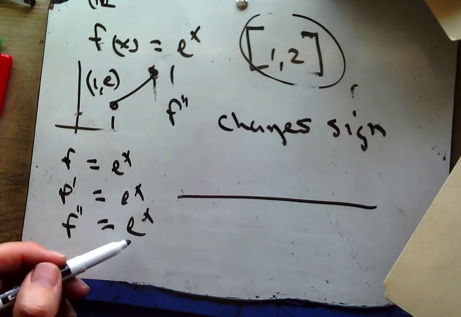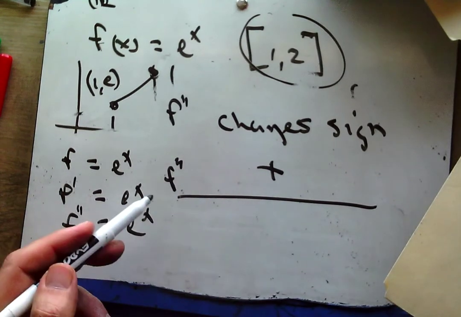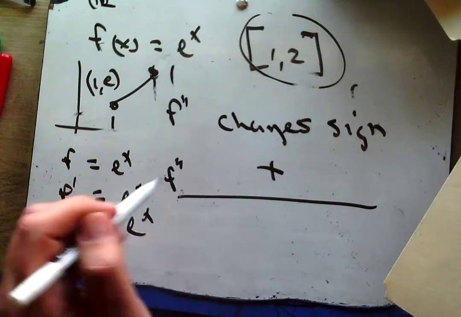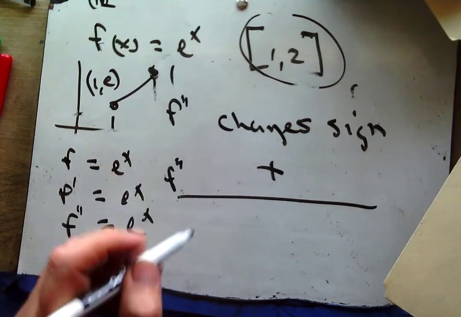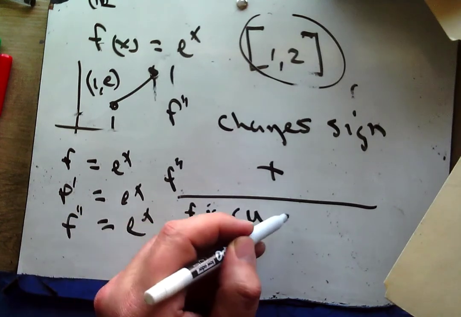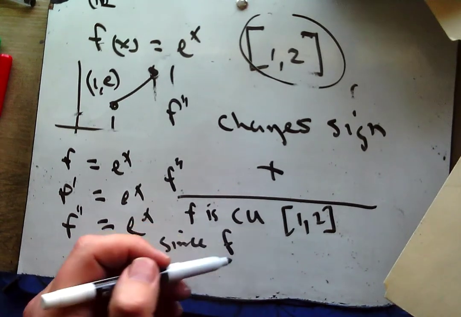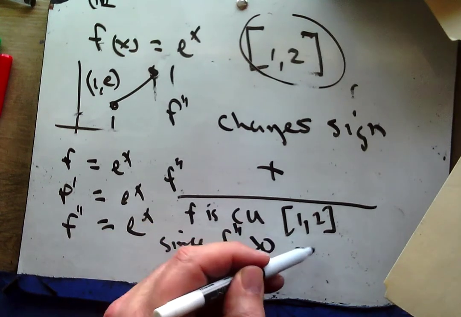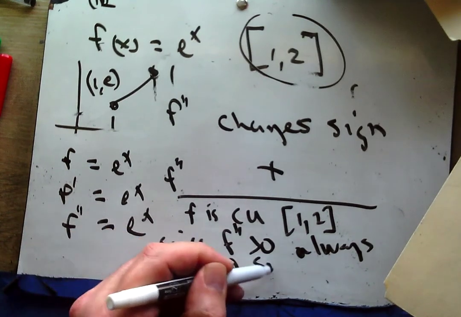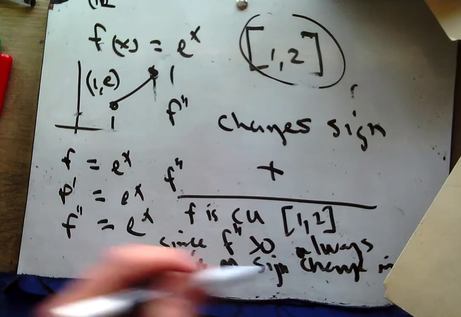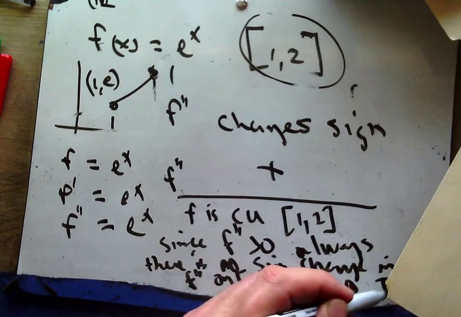And if I plug a number in here, I always get a positive. Anywhere on f double prime, I'm going to have a positive value. And because f double prime is always positive, f is always concave up, and therefore f doesn't change concavity. So f is concave up on 1 to 2, since f double prime is greater than 0 always, there is no sign change in f double prime on 1 to 2, so no inflection point.